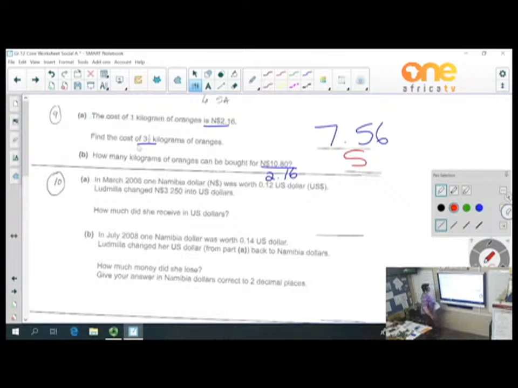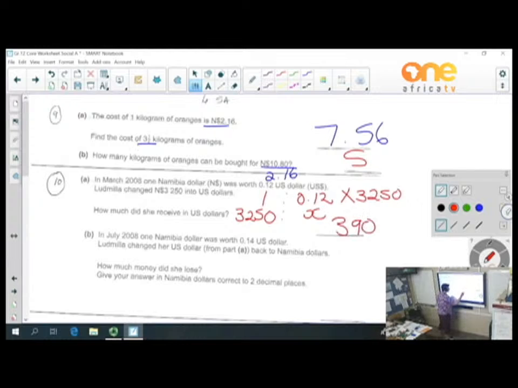Then in March 2008, 1 Namibian dollar was worth so many US dollars. Okay, so again, we write the ratio, 1 to 0.12, and 3,250. How much will it be there in US dollars? I think at this stage, the currency rate is 1 to 15. So multiply with bottom divide by top. So you're actually going to multiply here. And how much is it? Not much. 390 US dollars.